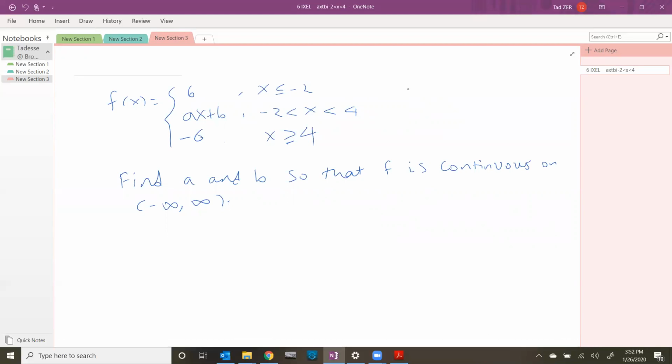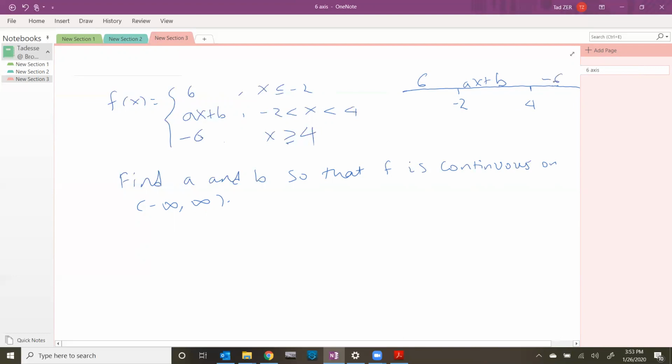The best way to do in this case, whenever you are dealing with limit, is to try to list the functional value, the y expression, on the respective interval. So this is -2. This is 4. Now it says if x is less than or equal to -2, the y value is 6. If it is between -2 and 4, it says x plus b. And otherwise, if x is greater than or equal to 4, it is -6.